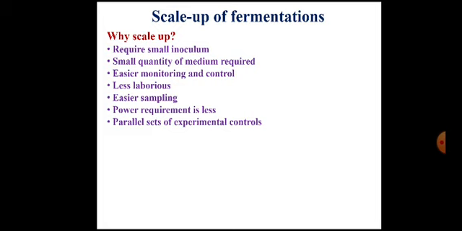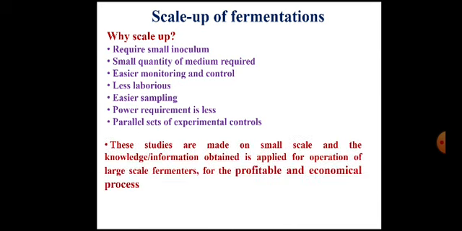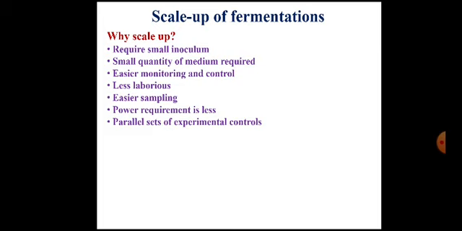The reason is it requires small inoculum. So if the parameters are to be studied at small scale, obviously it is going to require a very small number of industrial strains. So that is very important. Small quantity of medium is required. Obviously, if it is small scale, then a little quantity of the medium will be required. And even if the experiment fails, then the loss of the medium and the production strain is affordable for the fermentation industry. Easier monitoring and control.